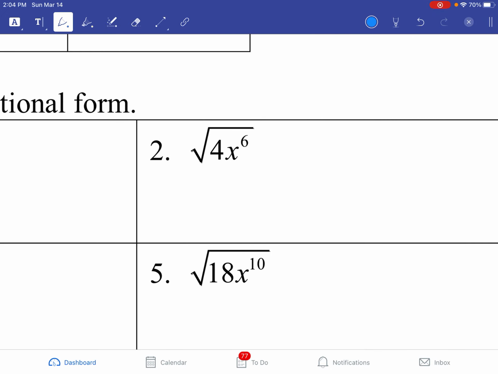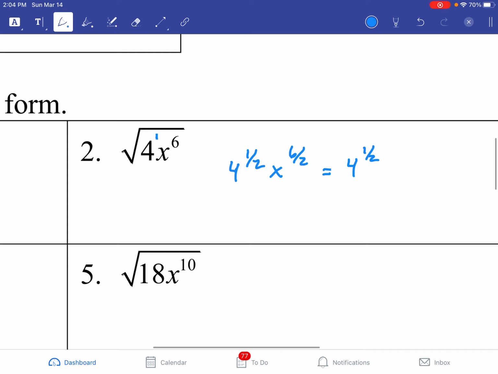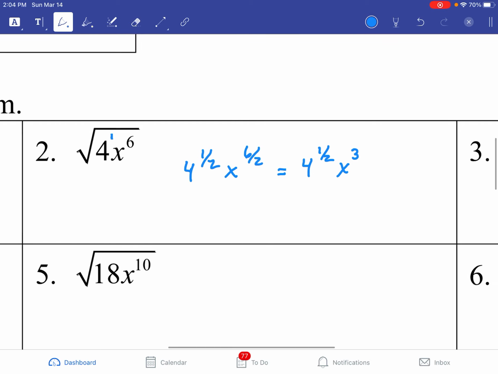Here, the square root of 4x to the 6th, sorry. So you have 4 to the 1/2, because the exponent on the 4 is a 1. And then x to the 6 over 2. Again, I'm going to show you that you can reduce this, so it's 4 to the 1/2, and x to the 3rd. Okay, if you don't reduce it, that's fine. If you do reduce it, that's also fine.